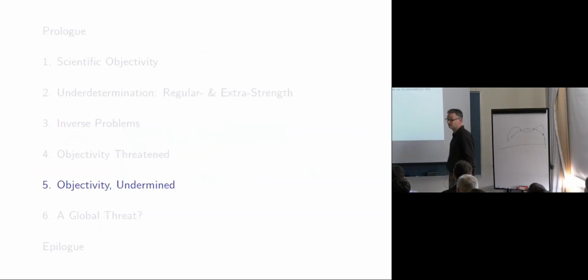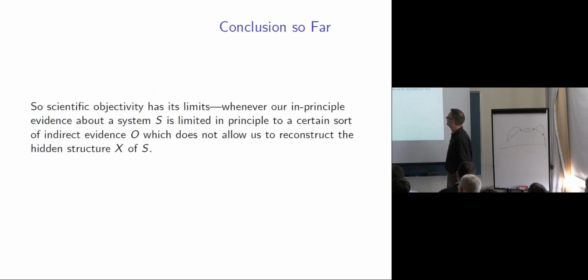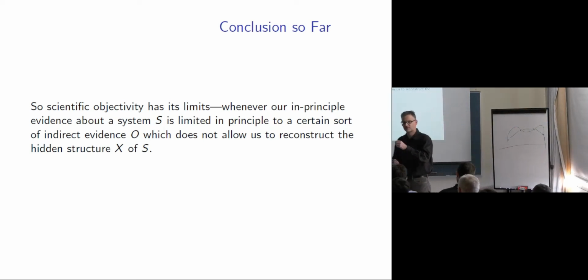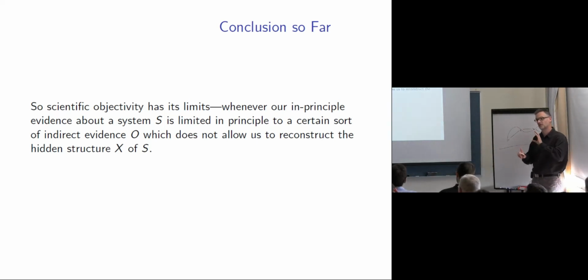So I think objectivity is indeed undermined. This is what we have so far. Scientific objectivity has its limits whenever our in-principle evidence about a system is limited, in principle, to a certain sort of indirect evidence, which does not allow us to reconstruct the hidden structure of the object. This is a small limit on scientific objectivity. If we're interested in a kind of object whose interior structure we can't investigate directly, and the techniques we have for investigating its interior structure indirectly have unsolvable inverse problems, then there's extra strength underdetermination, and there can't be a guarantee of convergence to the truth.